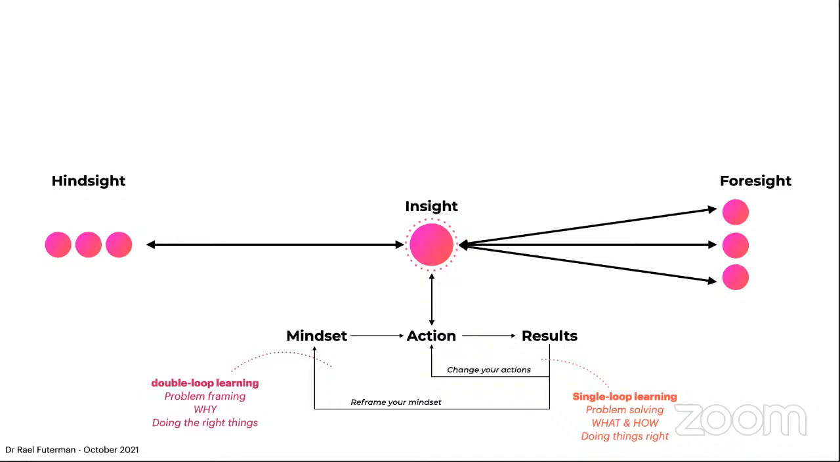And so it's this shift from single loop learning, which is just problem solving, and it deals with the what and how. It's about doing things right, to double loop learning, which is questioning oneself, questioning your purpose. It's about problem framing, not just problem solving. It's really about asking why. And it's about doing the right things versus just doing things right. One can refine and refine and refine, but you might be refining the wrong thing completely.